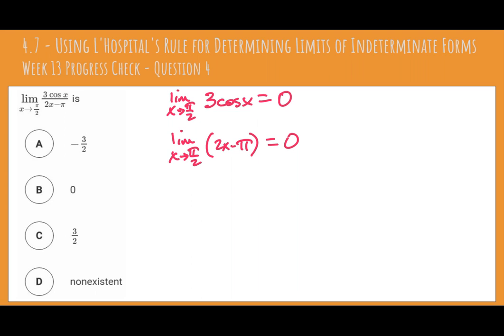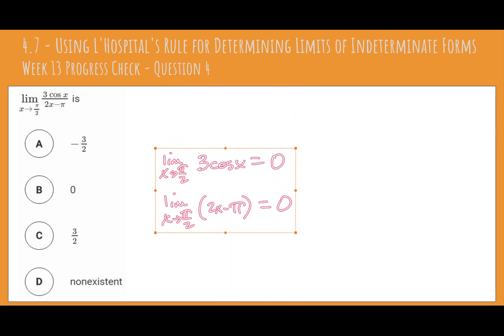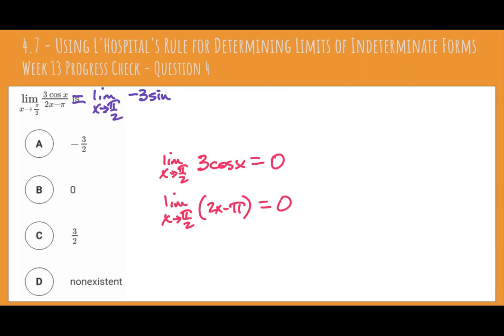Let me clean this up here for a moment. So this is going to equal, we're going to keep the limit part the same for L'Hopital's rule. And then we take the derivative of the numerator. Derivative of 3 cosine of x is negative 3 sine of x. And the derivative of 2x minus pi: the derivative of 2x is 2. And remember, pi is just a constant, and the derivative of a constant is 0.